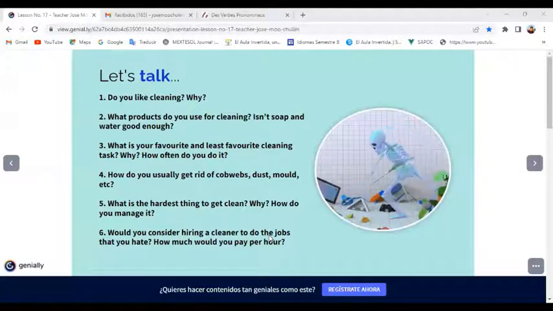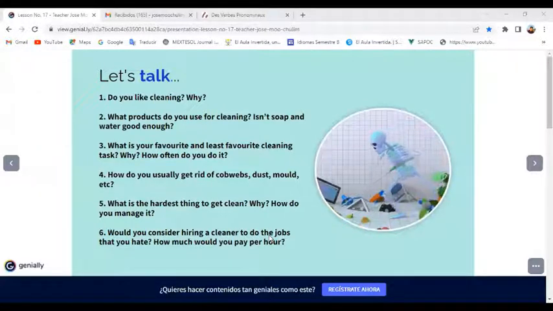Okay, and then the second question. As you mentioned that you like cleaning and have your things organized and clean, it's obvious that you have to use some products for cleaning. So this second question is about what products do you use for cleaning? Do you think that soap and water are good enough? And Benjamin?